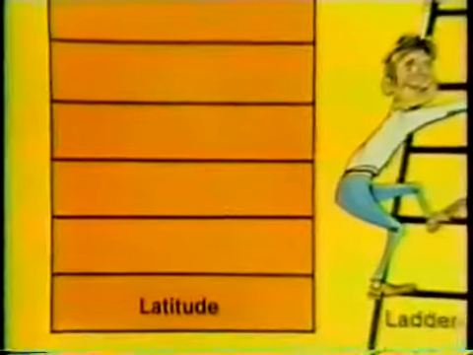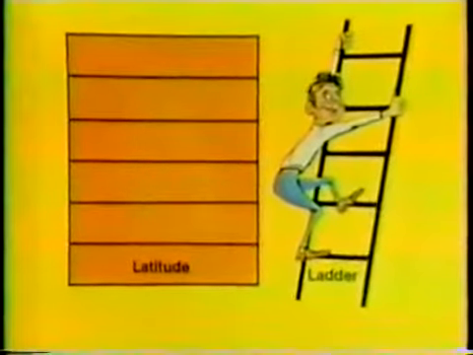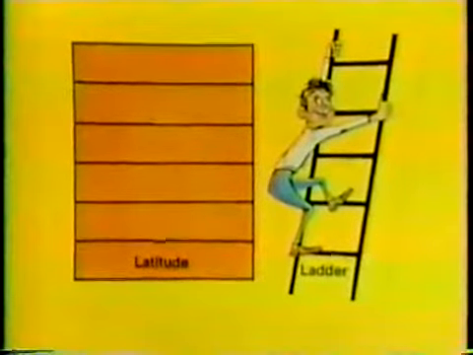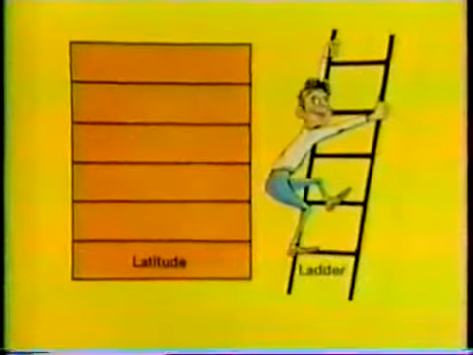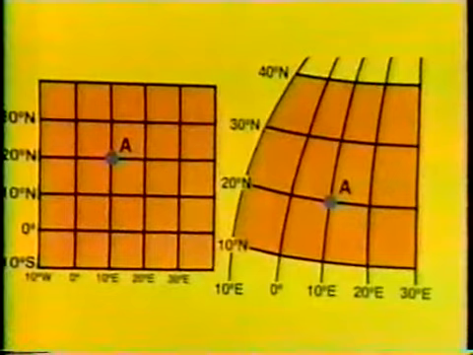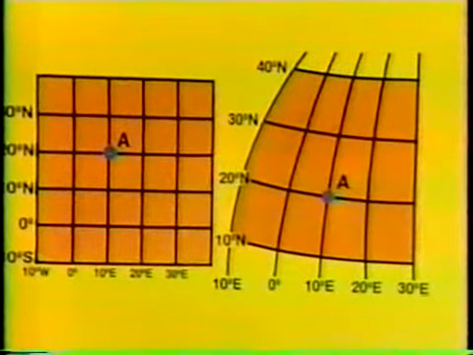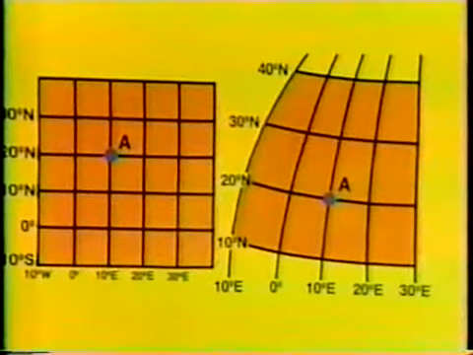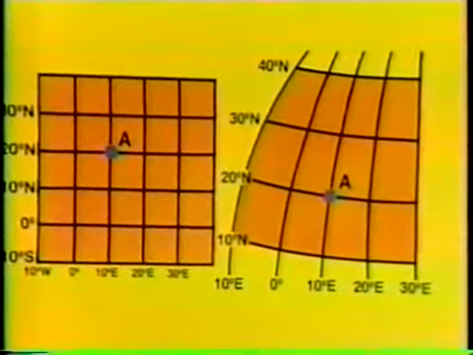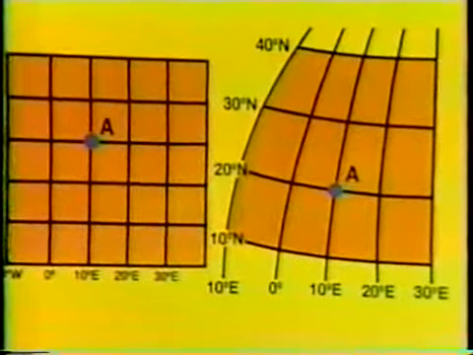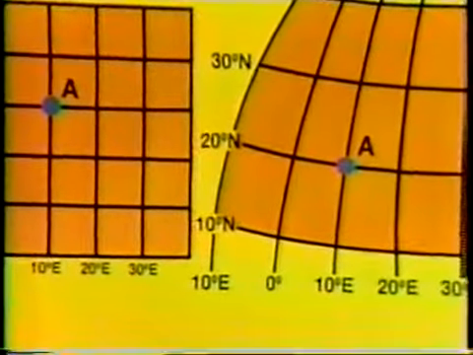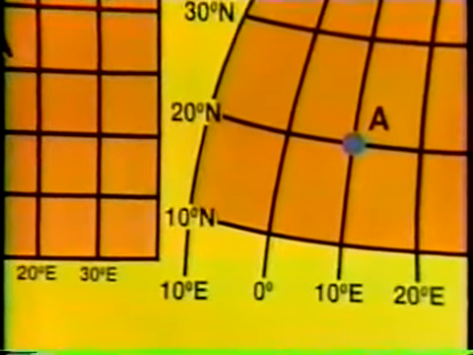One student said the lines of latitude on a grid reminded him of a ladder. It might help you also to think of a ladder of latitude lines. Sometimes the lines on the grid appear as straight lines. Sometimes they will look curved. This is because our round Earth can be projected differently onto a flat surface. Regardless, on both grids, point A is at the same location.